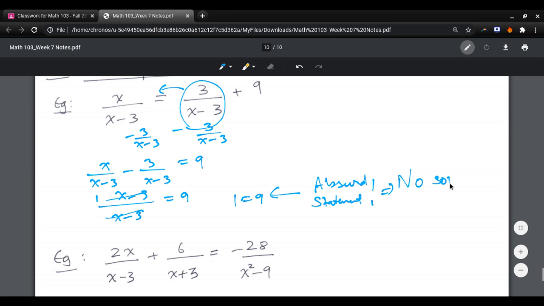So you can have a case where you solve and you end up with something absurd, and then it would be a no solution situation.